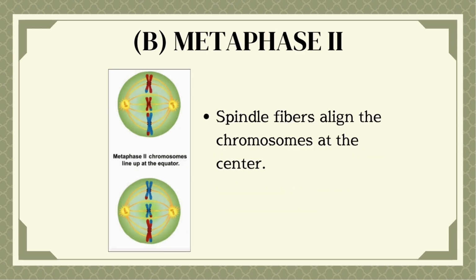In metaphase 2, the chromosomes in both cells align individually along the metaphase plate or the equatorial plane of the cell. This alignment is random, allowing for further genetic variation. The spindle fibers, which originated from the centrioles, attach to the centromeres of each sister chromatid, preparing them for separation. So the main thing to keep note of in this particular phase is that the spindle fibers align the chromosomes at the metaphase plate or at the center.